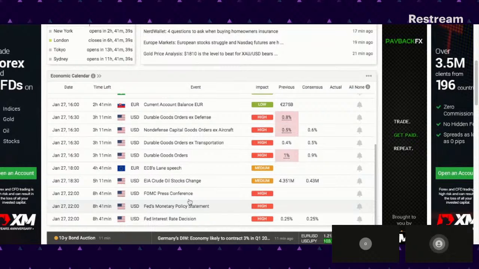Therefore, if the statement comes as dovish, USD is going to be weak. So that means the pound is going to be strong. USD is going to be weak. If the statement comes as hawkish, that means we're going to experience a sudden USD strength.